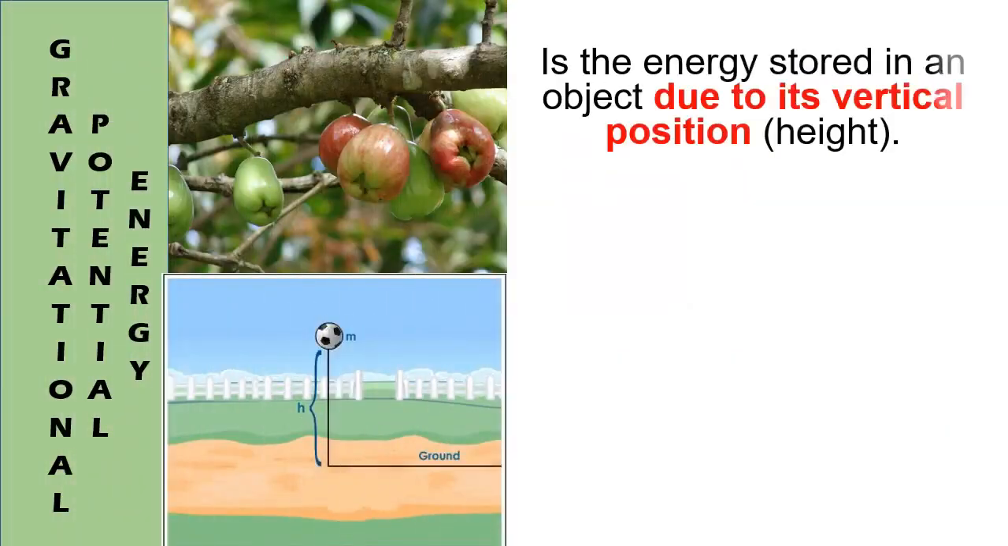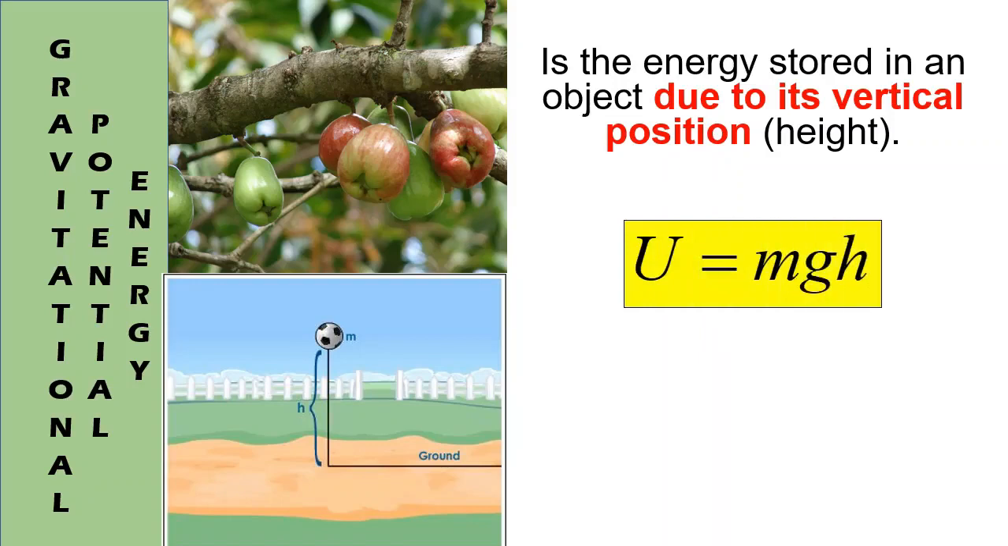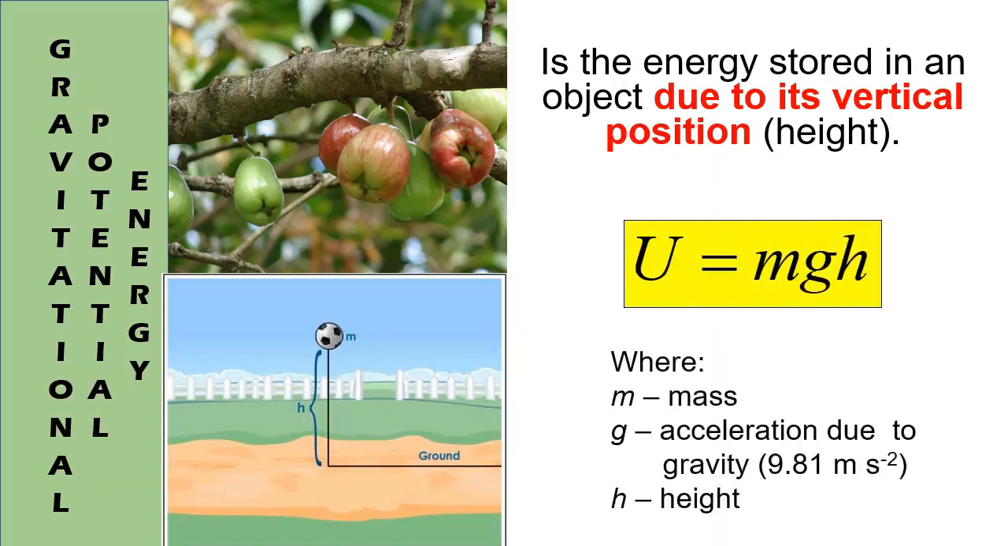Gravitational potential energy is the energy stored in an object due to its vertical position. U equal to mgh, where m is mass, g is acceleration due to gravity, and h is height.